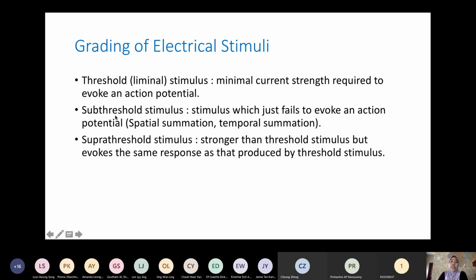Instead of just a threshold, we have a sub-threshold. Sub-threshold is under threshold, or we might have the supra-threshold. Supra-threshold is above the threshold. So if there is a sub-threshold, the cell will not be excited. And in the sub-threshold category, we have spatial summation, and also temporal summation. So spatial means half of it.